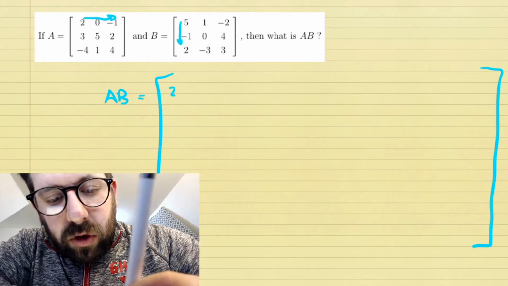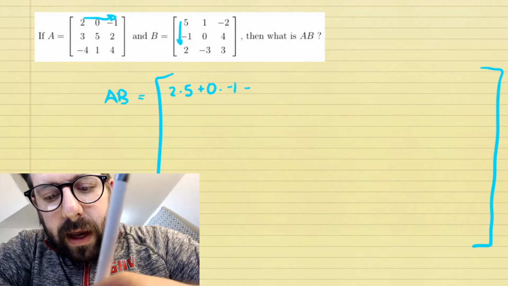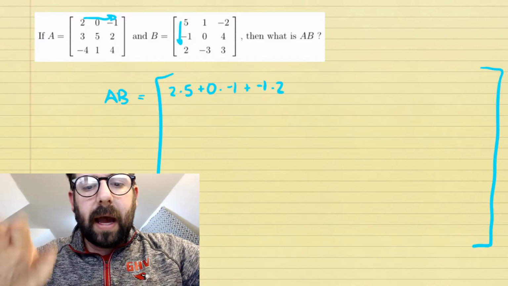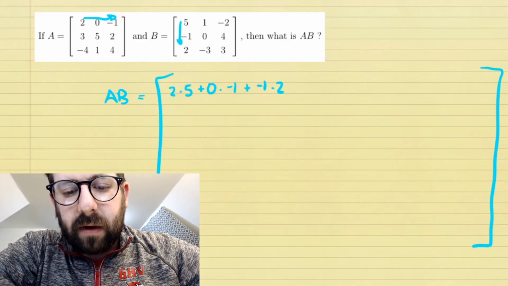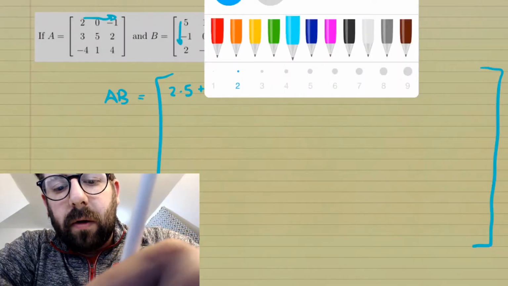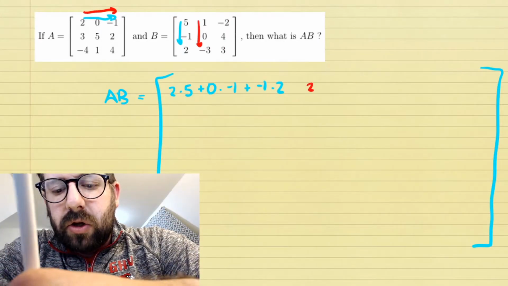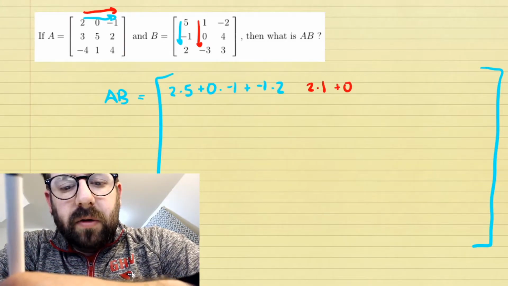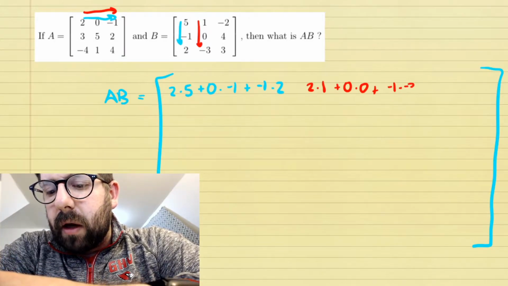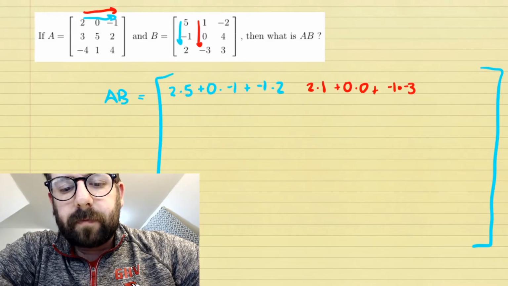So I'm going to go the 2 times the 5, the 0 times the -1, and the -1 times the 2. So it's the whole row for A and the whole column for B. There's that first entry. That's the upper left corner. Then I'm going to switch up color here. I'm going to go row and column. So this will be the next one. So 2 times the 1, the 0 times the 0, and the -1 times the -3. And that would be the second entry in the middle, top row.